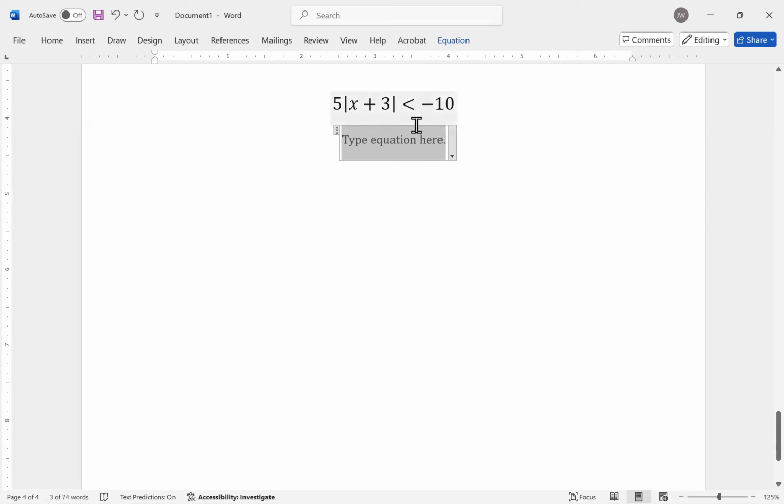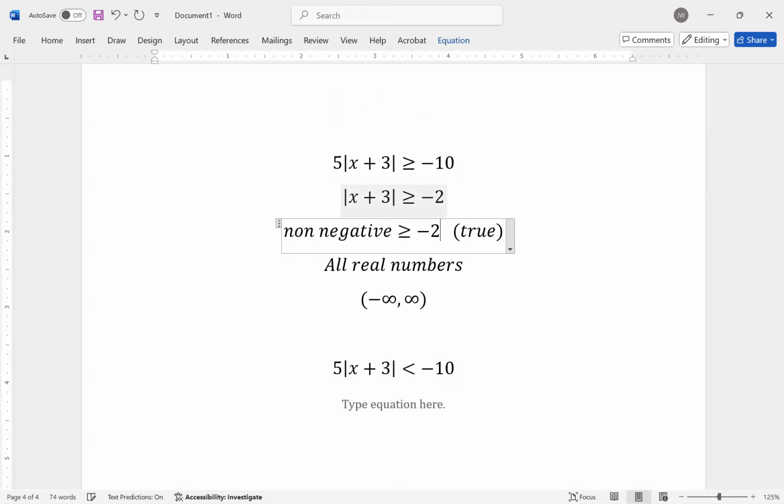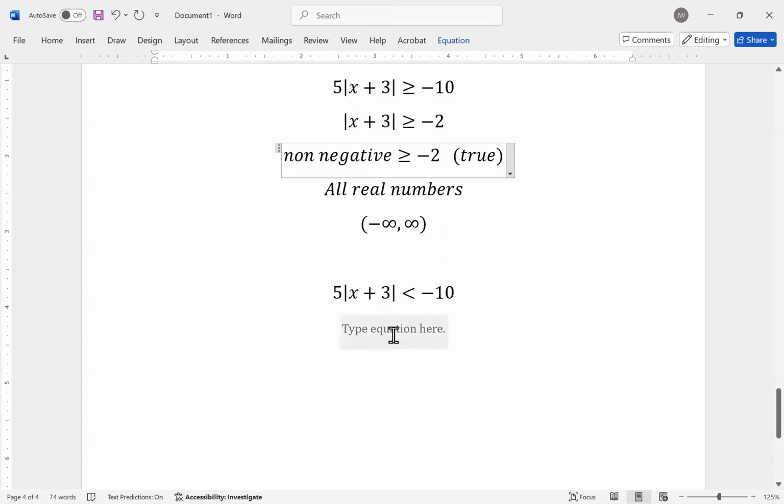In this second equation, dividing by 5 would give you that the absolute value... Oh, I misspoke here. This should be -2. So when I divide by 5 on both sides, I get the absolute value in the first equation is greater than or equal to -2. A non-negative is greater than or equal to -2. That's always true. Therefore, all real numbers.